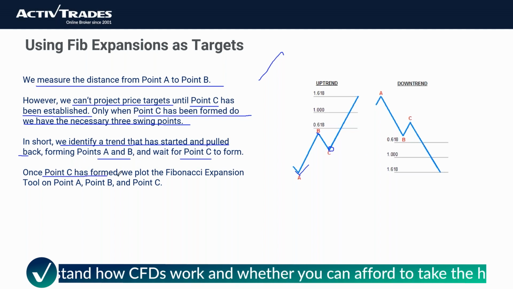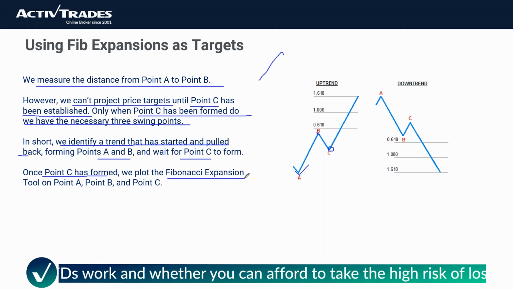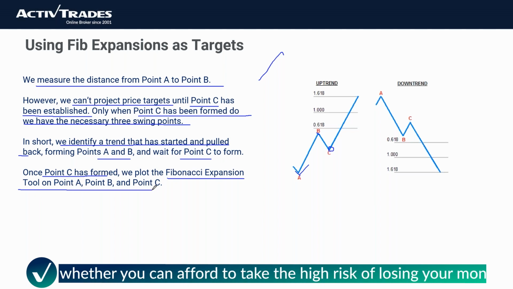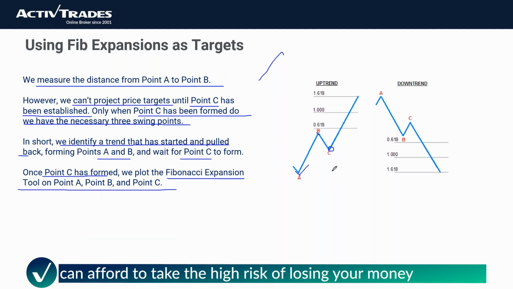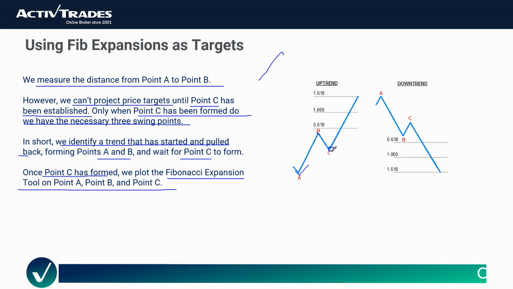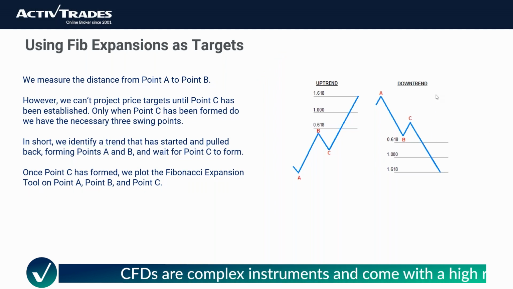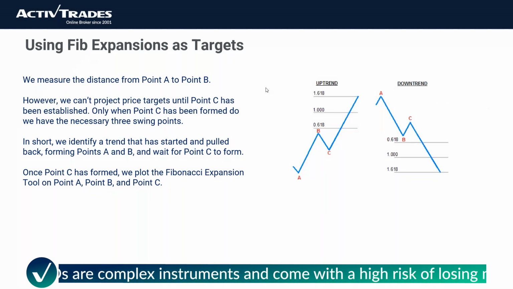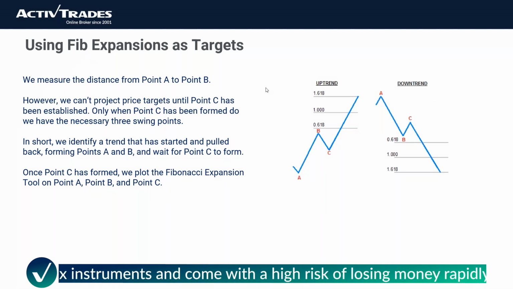Once point C is formed, then we're able to plot the Fibonacci expansion tool on point A, point B, and point C, and that's what we're looking at. And what we'll see is that there can be a very strong relationship between the depth of the Fibonacci retracement and how far the Fibonacci expansion will go. And with a bit of experience, you'll start to recognize those particular relationships.